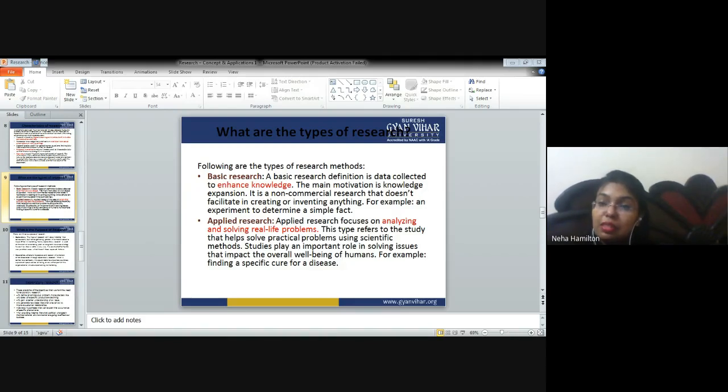We are basically determining the simple fact or simple thing that is known. What are we doing in applied research? We are solving the real life problems of the people. This is what we are doing in applied research, right? We are solving the problems. For example, we are finding out vaccinations, we are finding out a cure, a medicine for a particular disease. So this is an example of applied research.